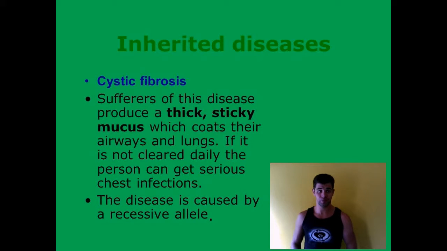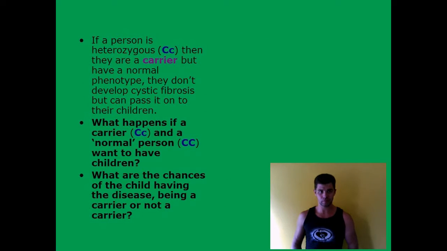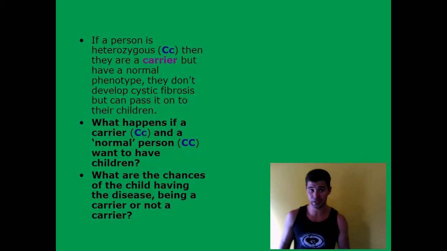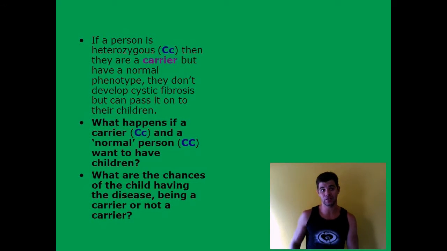a recessive allele. Okay? Now, if a person is heterozygous, which means they've got one of each of the genes, a dominant capital C and a lowercase recessive c, then they're a carrier, but they've got a normal phenotype because it's a recessive gene that causes cystic fibrosis. If there is a dominant gene present, you will not have cystic fibrosis, but you can carry that recessive gene, which means that if you were to have children with somebody who's also a carrier, you could potentially pass it on to your children.